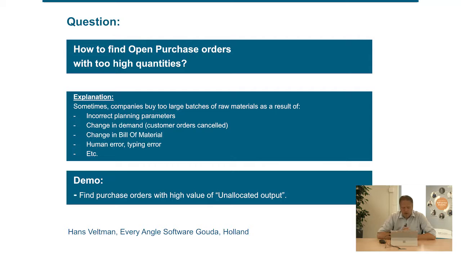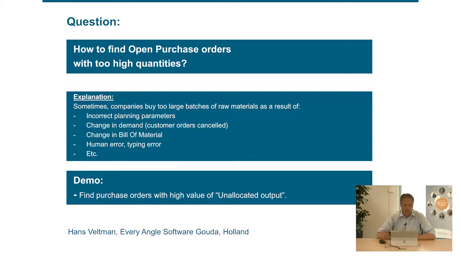The reasons for buying too much, or the cause, could be incorrect planning parameters. There could be a change in demand, customer orders that were cancelled, for example. There can be a change in the bill of material when you have a production company. It could be a human error, a typing error, or things like that.